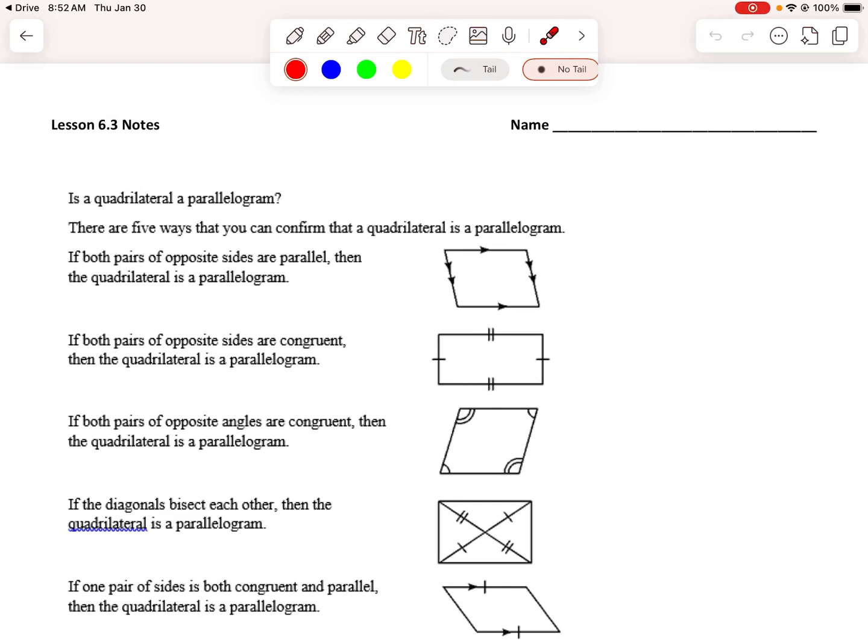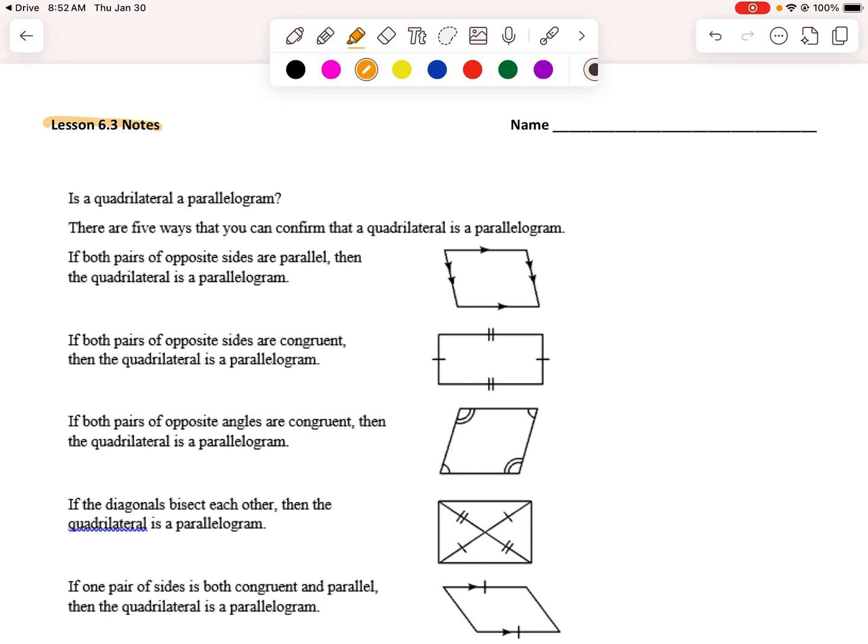So what we're going to talk about today is the reverse of what we've been talking about in section 6.2. So today we're going to talk about lesson 6.3. And instead of saying it is a parallelogram, now we're going to prove that it's a parallelogram.